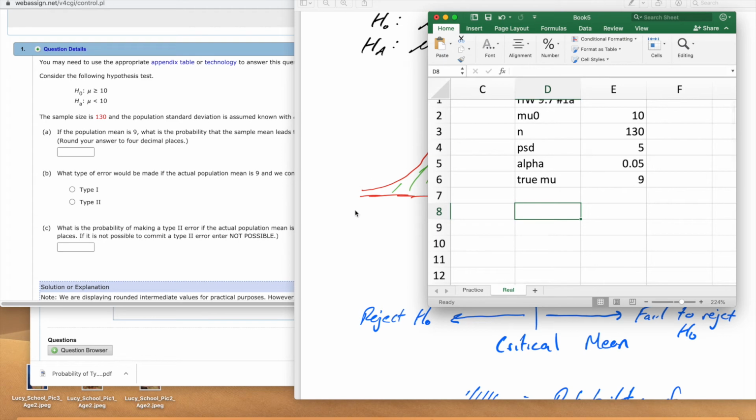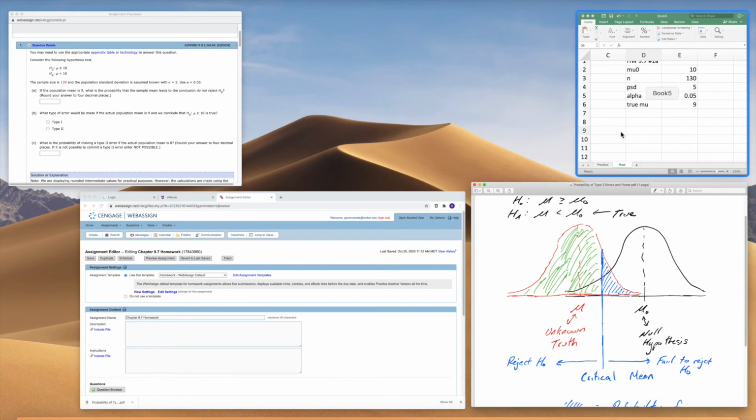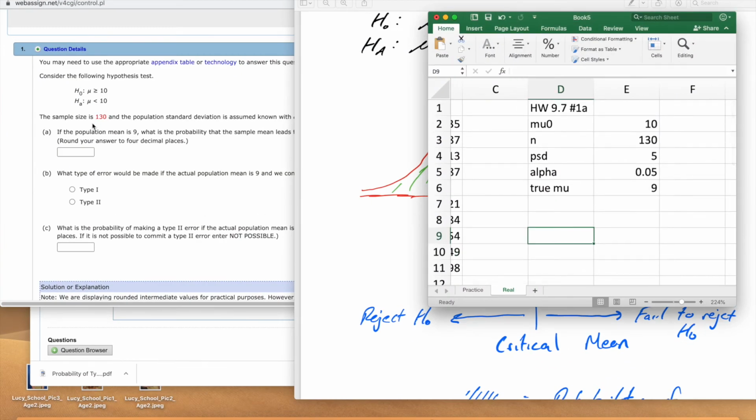So what are we going to need to calculate? Well, I want that blue area. So the first thing I'm going to do is calculate the critical mean. I need to figure out what number between 9 and 10 will lead me to reject the null if I land to the left of it. Notice that I know this little area right here, that rejection region, is 5% in this problem. How do I know that? Because it's a one-tailed test, and alpha is 5%. So let's calculate the critical mean.